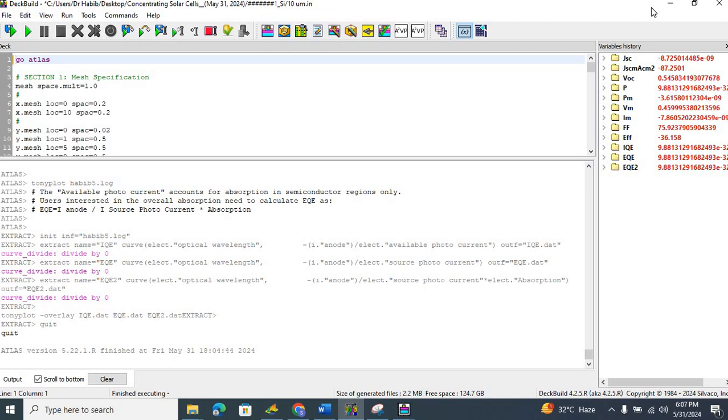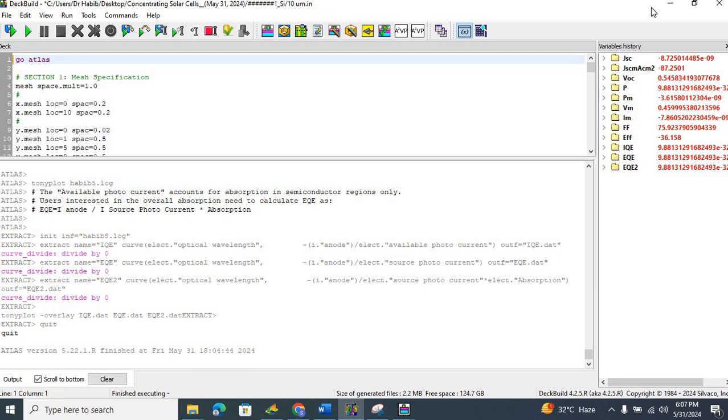Now we see that the short circuit current density almost doubles. If we double the intensity again, it's going to increase further. If we further increase the light intensity, like under 5 suns, it's going to be even higher. Under 10 suns, it's going to give an even higher value.